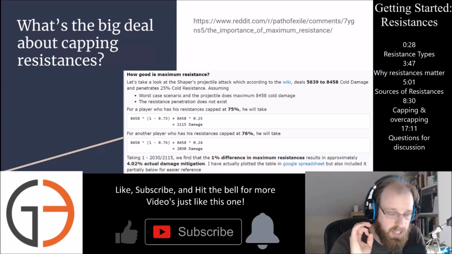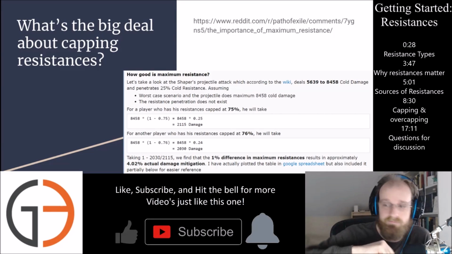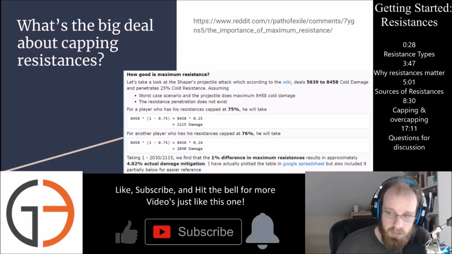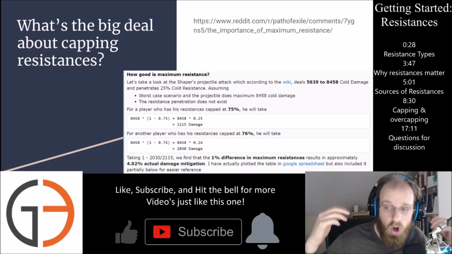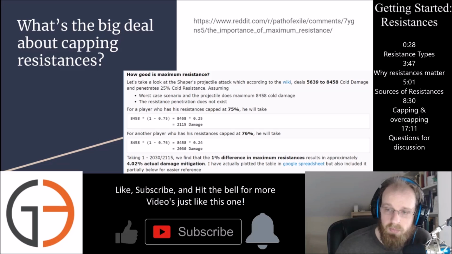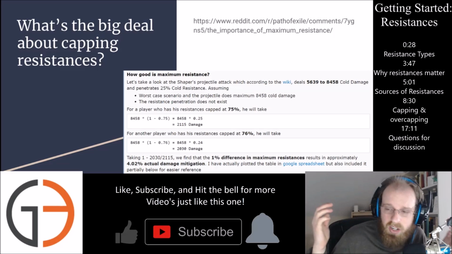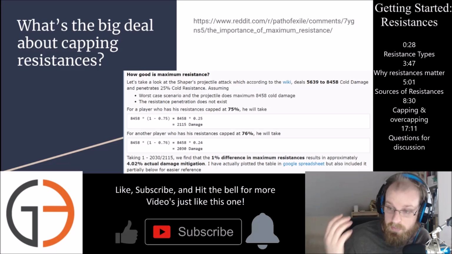But here's the essential difference. The too long, didn't want to math, right? 1% difference in maximum resistances is essentially 4% actual damage mitigation. Does that mean you need to go all out of your way to try and up your maximum resistances past the cap point? Not necessarily, because for the most part, it's going to help you most during these one-shot scenarios. And if you're already surviving during one-shot scenarios, then it doesn't matter.